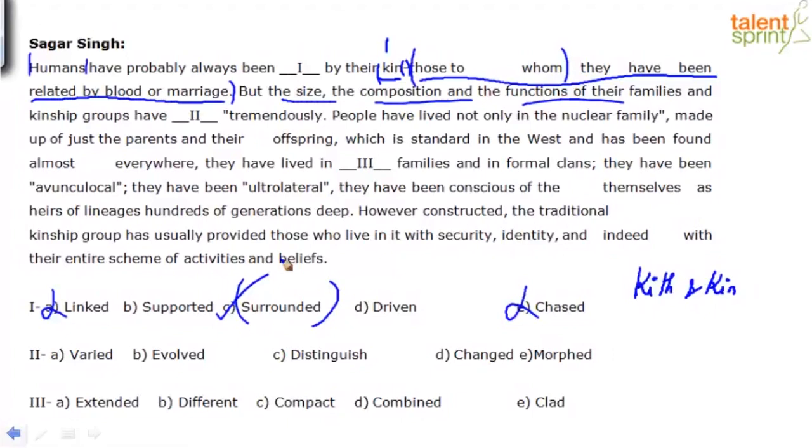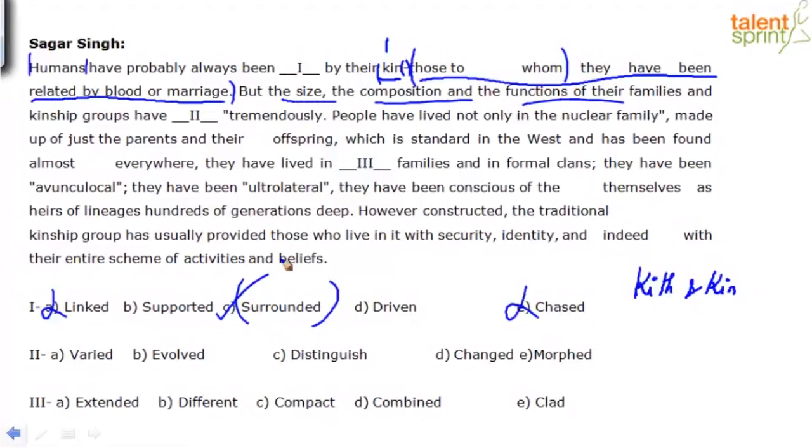Second blank, it says, but the size, the composition and the functions of families and kinship groups have dashed tremendously. Options: varied, evolved, distinguished, changed, morphed. Now for every blank, I am going to fall back on the next sentence. The following sentence after the second blank says, people have lived not only in the nuclear family made up of just the parents and their offspring, which is standard in the West and has been found almost everywhere. They have lived in dash families and in formal clans.